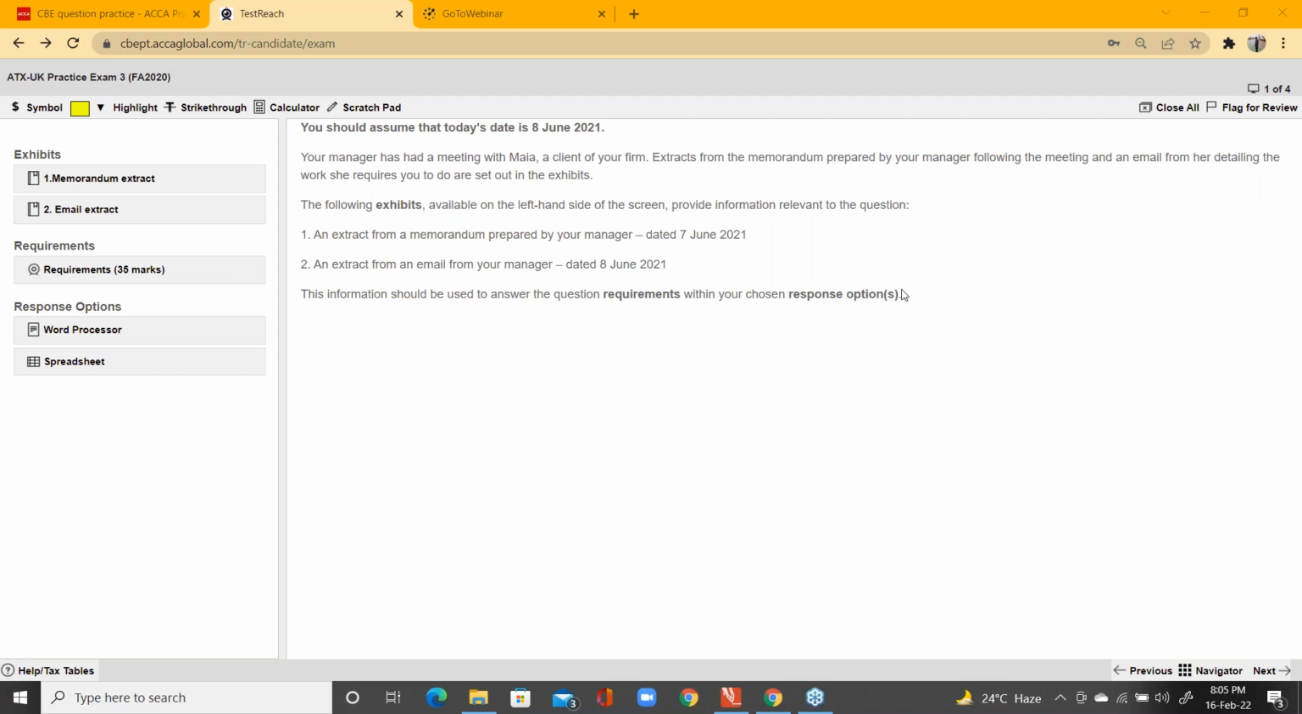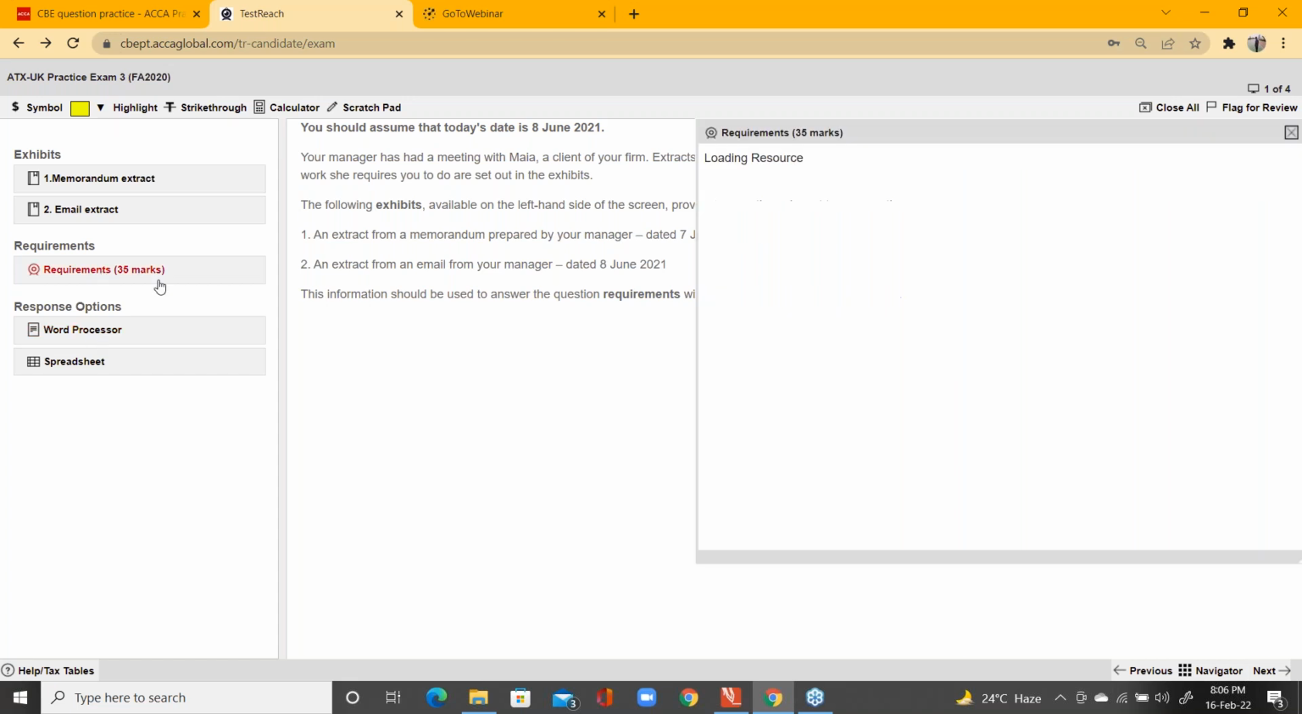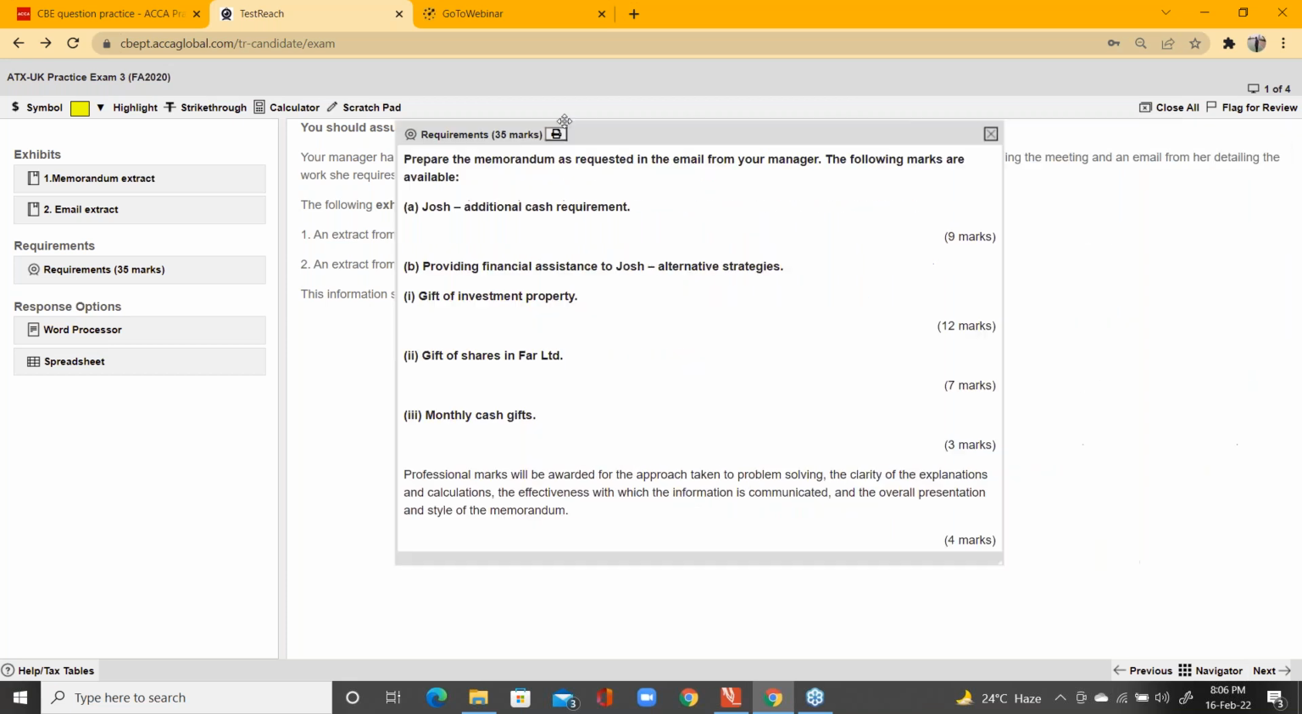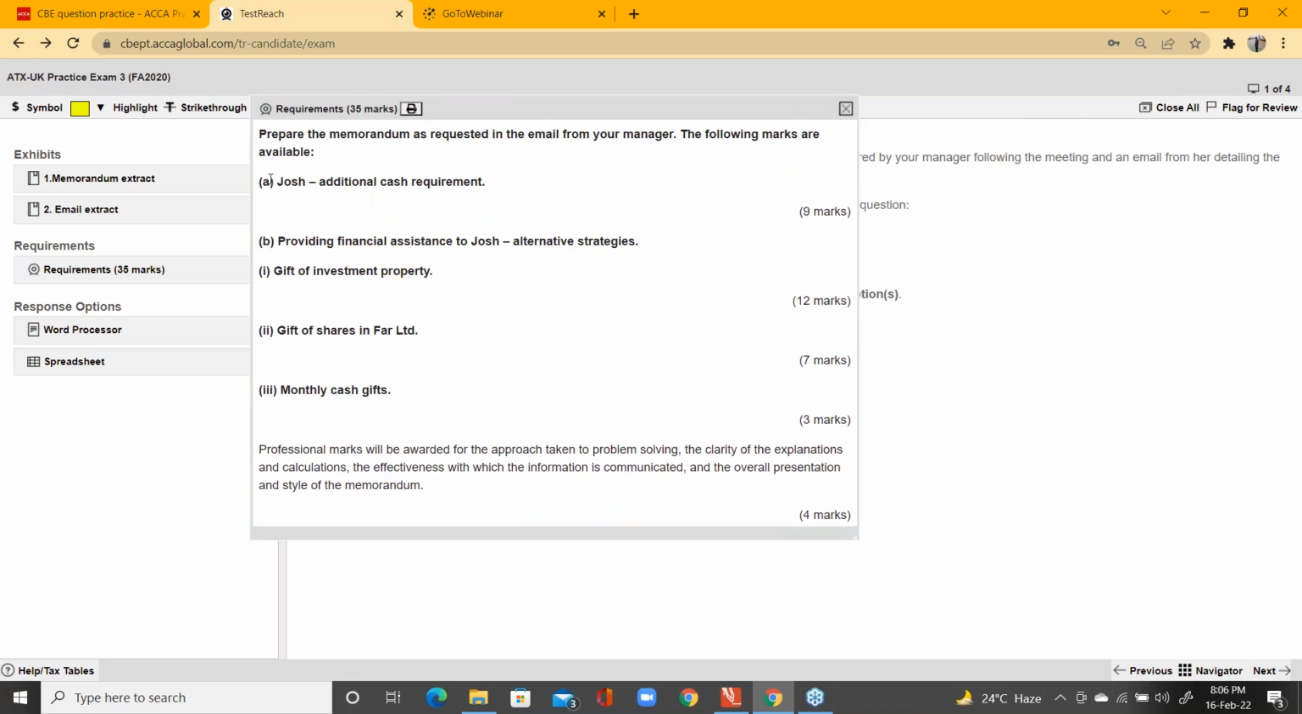What does it mean? If you want to respond using a word processor, go for it. You have a choice: you can use a word processor or spreadsheets. It depends on the question requirement which option would be better to use while answering that specific part of the question. What are the requirements first? You can see there are basically two requirements, A and B, and part B is further divided into three subcategories.